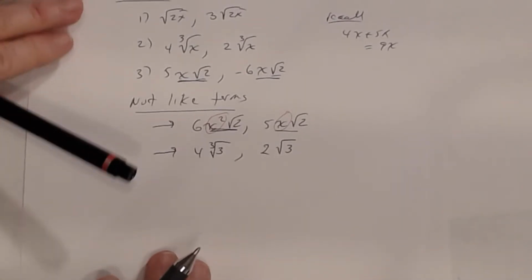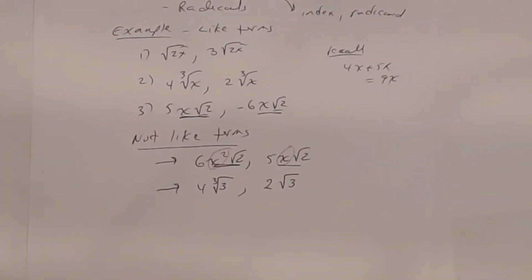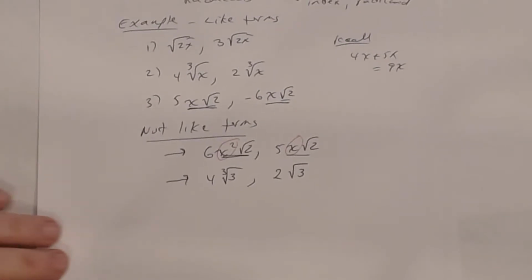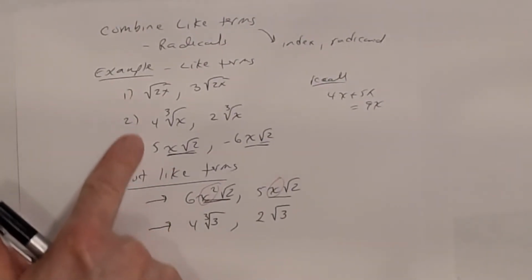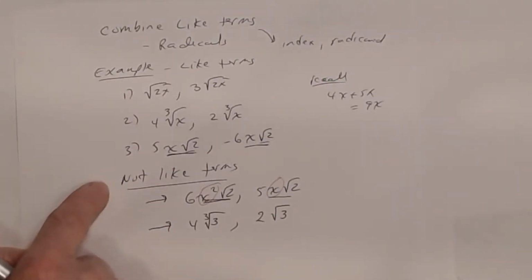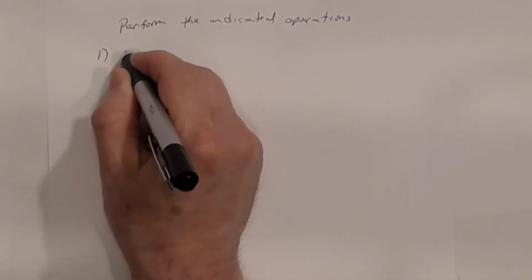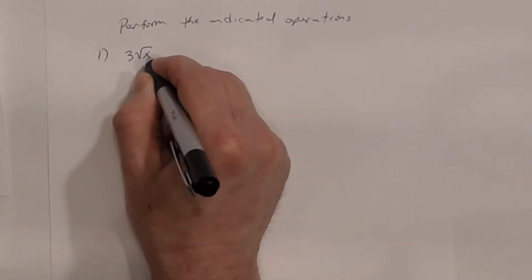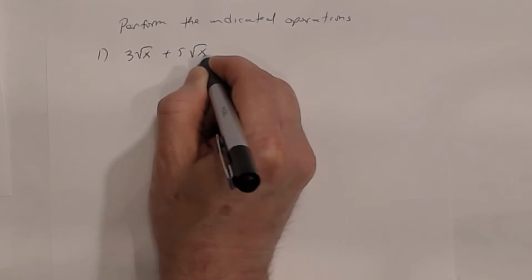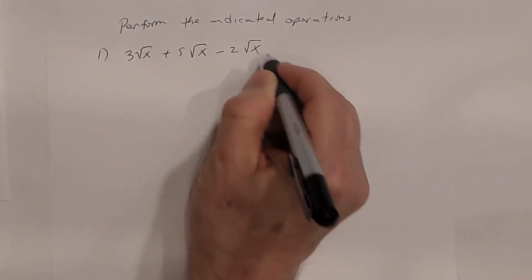So you're going to use those ideas when adding and subtracting. When adding and subtracting radicals, you will be asking yourself, can I combine those terms? All right? So let's look at some examples. Let's look at number 1. Number 1, we have 3 square root of x plus 5 square root of x minus 2 square root of x.